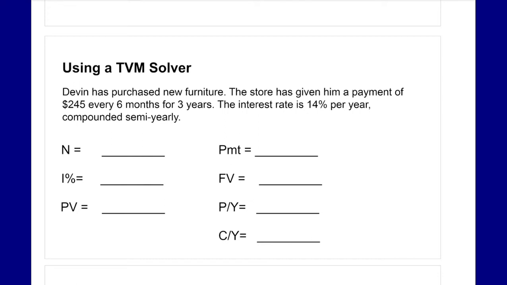The whole point of the TVM solver was to reduce this kind of repetitive calculation. So our end value, there are still 6 payments or 6 compounding periods, twice a year for 3 years. The I is 14%. PV we don't know, that's what we're looking for. PMT we know is $245. The future value is 0 because in the future we would have 0, we've paid it all off. 2 payments per year, 2 compounding periods per year. So we can go through and calculate the present value, which is the actual cost of the furniture.